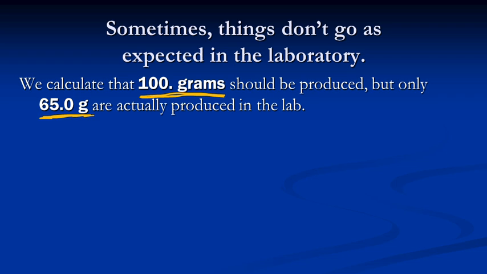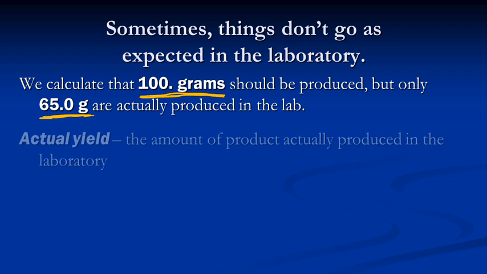Well, sometimes it's difficult to collect a product. Sometimes there might be side reactions in which one of the reactants is reacting with oxygen in the air or something else, and it's just very difficult to make as much product as you thought you were going to make. And so we have two different numbers here.